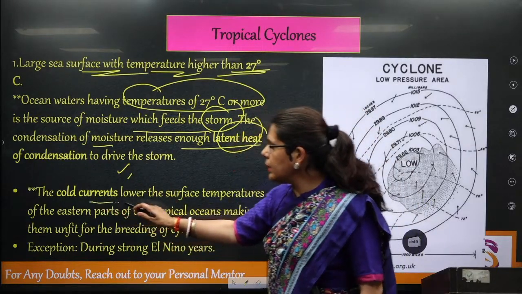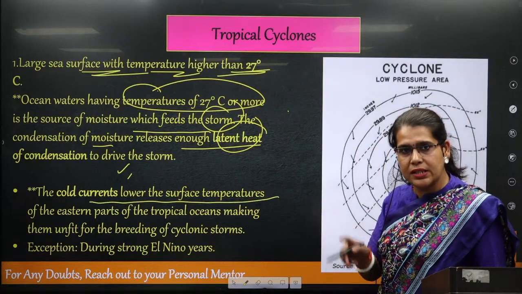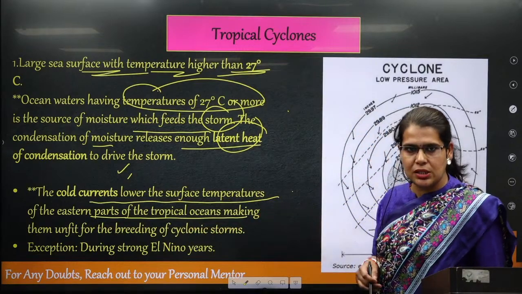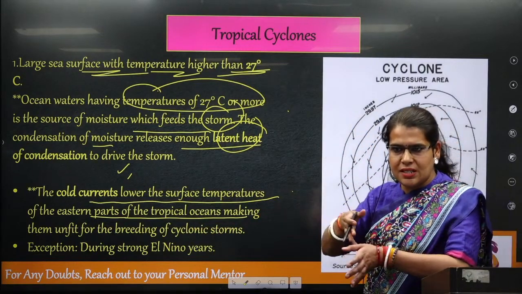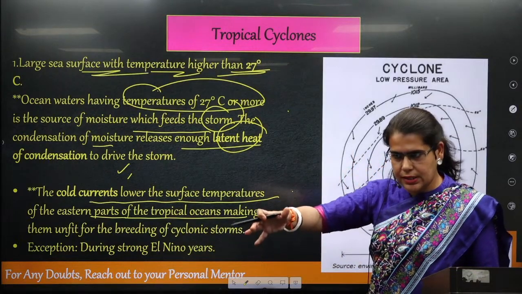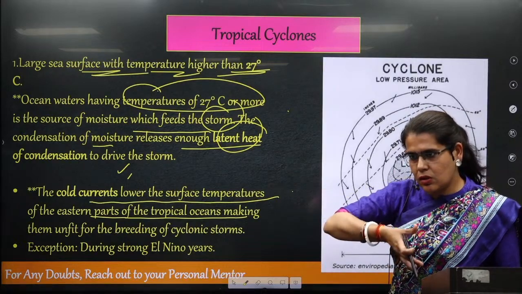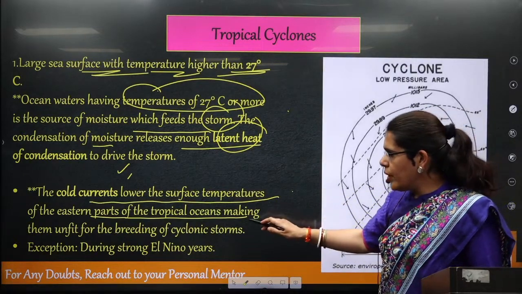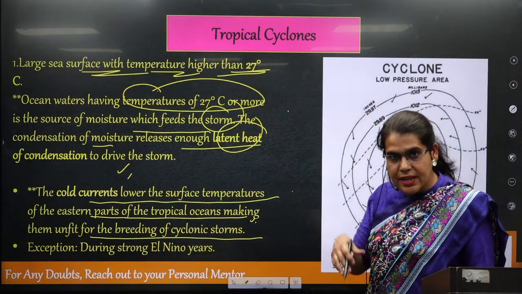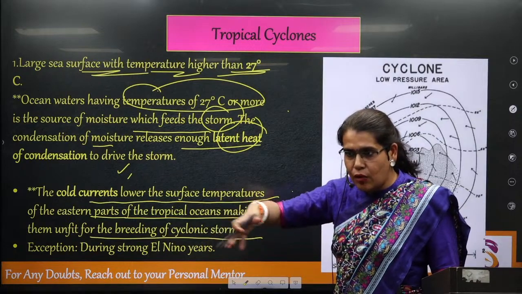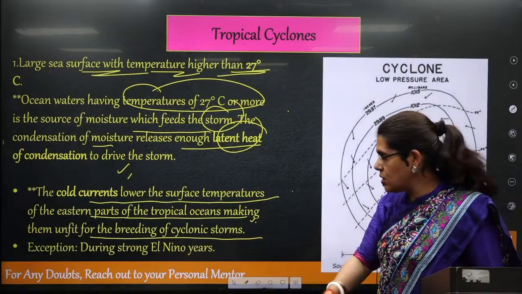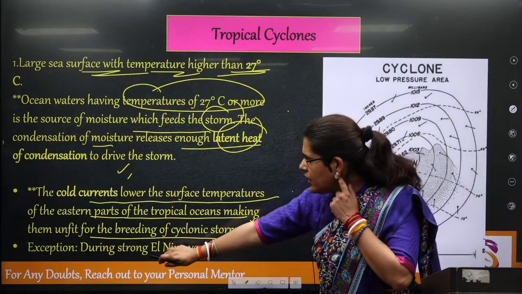Now very importantly, the cold currents lower the surface temperature of the eastern parts of the tropical oceans. Now when we talk about the eastern parts, we have just learned that there is a presence of the colder waters or not? Yes, there is piling of the warm waters where? Across the western parts, right? So hence making them unfit for the breeding of cyclones. So that is why there is absence of the cyclones over the eastern waters. This is a clear, simple method, right? And an exception can be during the El Nino years.